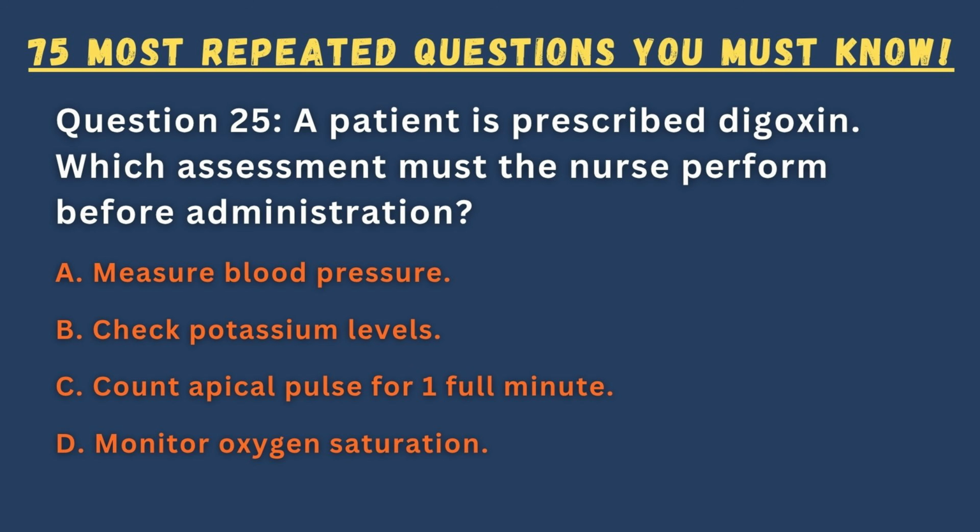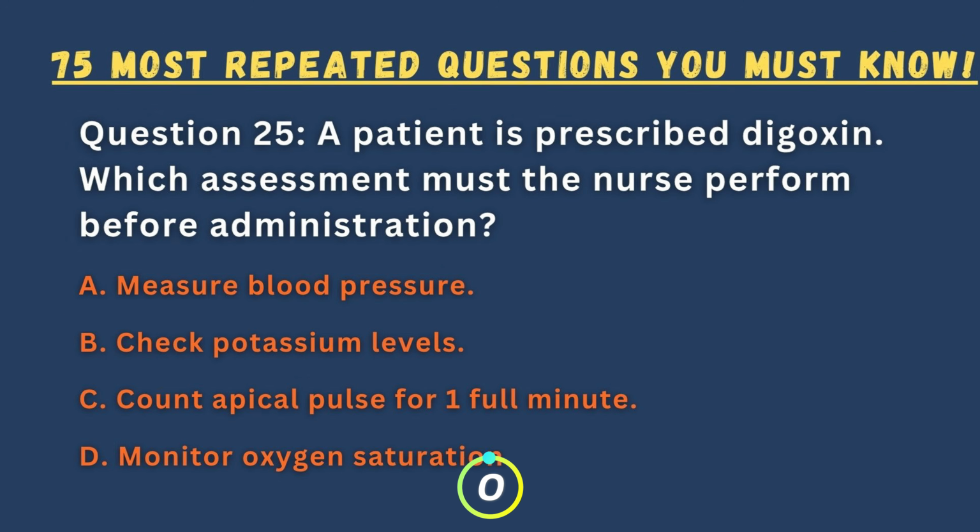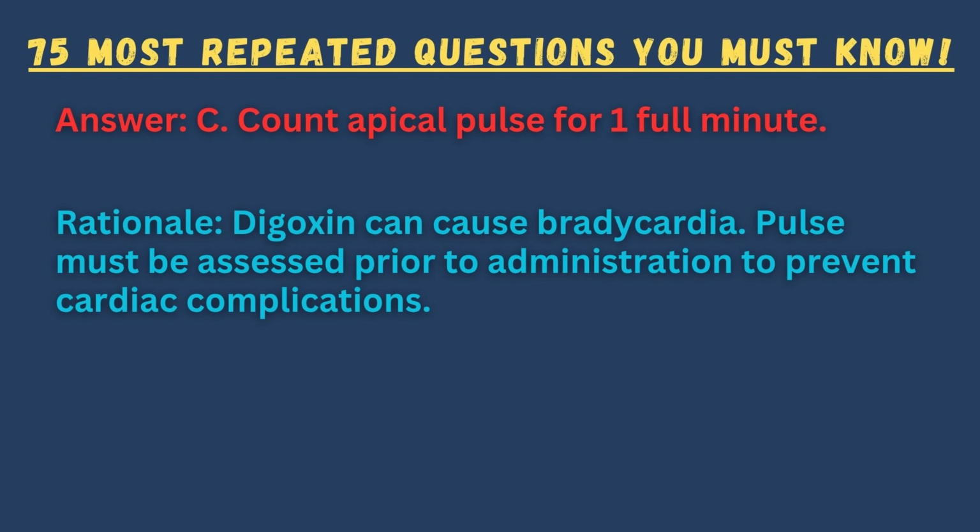A. Measure blood pressure. B. Check potassium levels. C. Count apical pulse for 1 full minute. D. Monitor oxygen saturation. Answer: C. Count apical pulse for 1 full minute. Rationale: digoxin can cause bradycardia. Pulse must be assessed prior to administration to prevent cardiac complications.